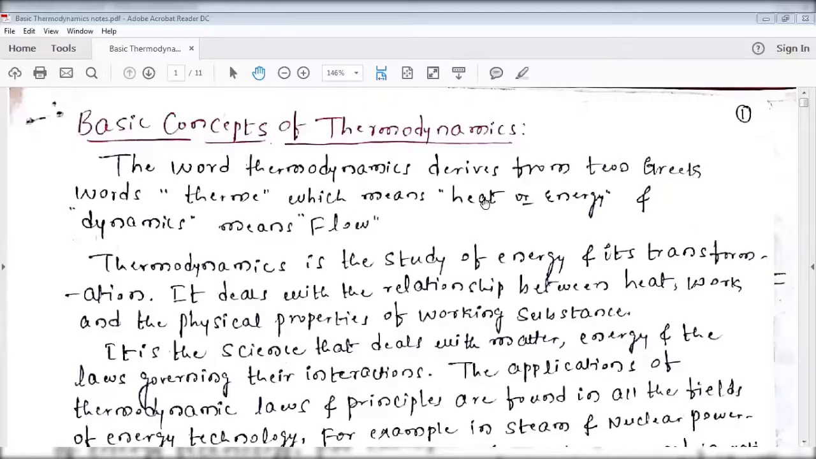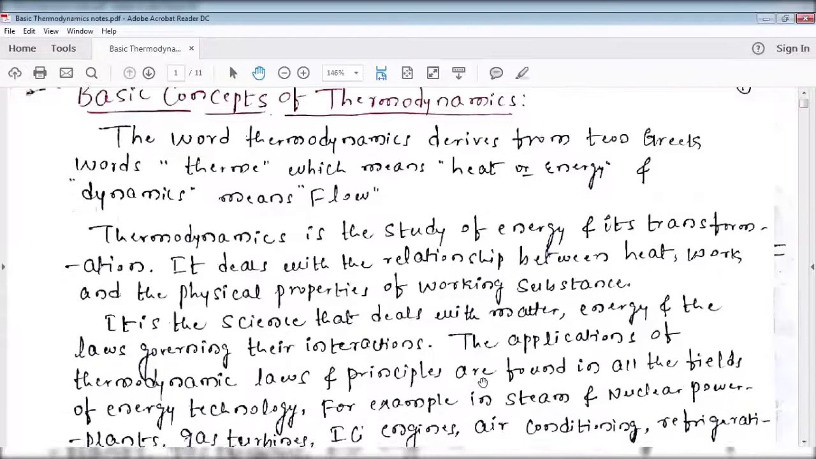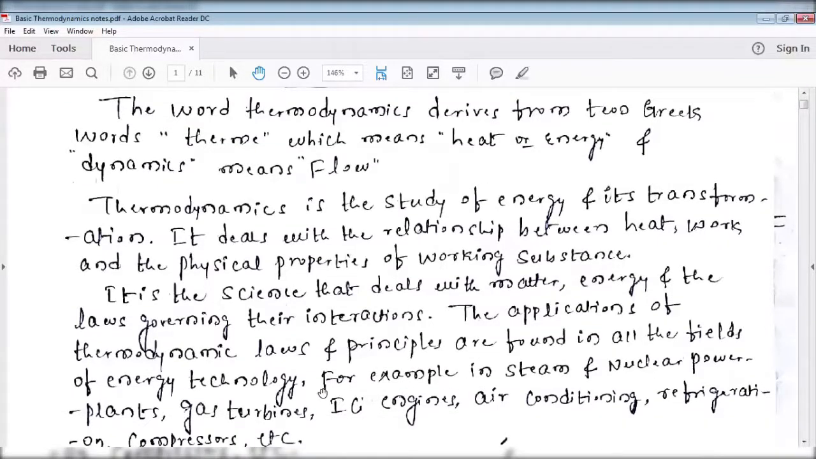If you consider heat energy, it is a part of the thermodynamics. If you consider kinetic energy, that is a part of the thermodynamics. If you consider potential energy, that is a part of the thermodynamics. So all the energies come under the thermodynamics. Next, it is the science that deals with matter, energy, and the laws governing their interactions. The applications of the thermodynamics and laws and principles are found in all the fields of energy technologies.